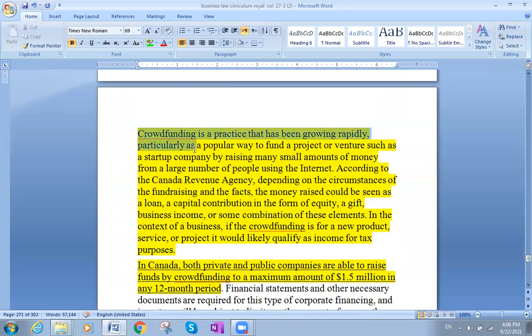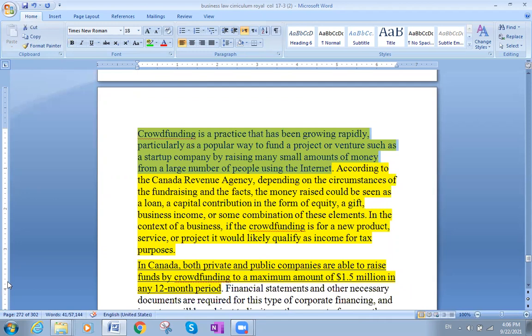Crowdfunding is a practice that grows rapidly, particularly as a popular way to fund a project or venture, such as a startup company. A startup company means a company which will start working by raising many small amounts of money from a large number of people using the internet. This is crowdfunding. People collect money on the internet and they work on it.